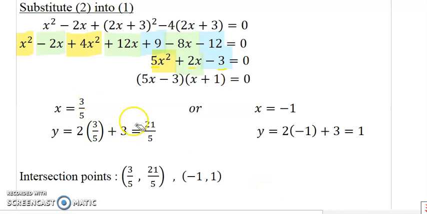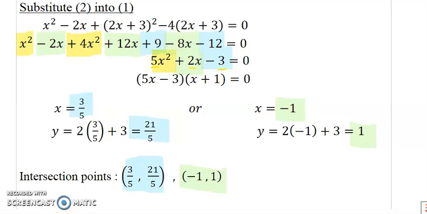As a result, this is what you see. You group 3/5 with 21/5, so there goes one of the intersection points. Then you group minus 1 and 1, forming another intersection point. So that's how we find the intersection points between a circle and a straight line.